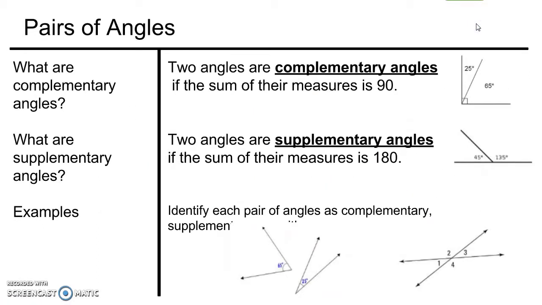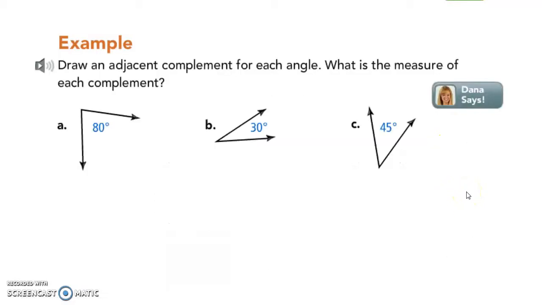So speaking of supplementary, remember complementary means they add to equal 90. Supplementary means they add to equal 180. Sometimes y'all get those mixed up, so you may want to jot that down. Complementary is 90. Supplementary is 180. They add to equal 90, like right here. They add to equal 180, like right here. So complementary and supplementary.